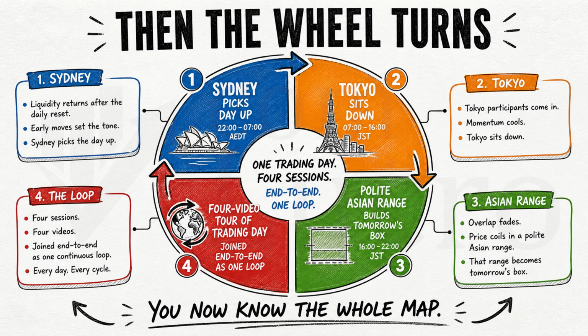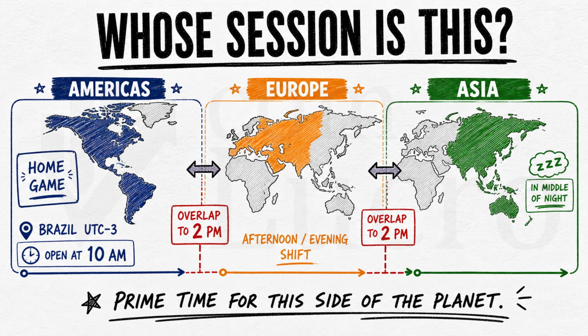Sydney picks it up, Tokyo sits down, the polite ranging session from 2 videos ago starts building tomorrow's box, and the whole cycle we've spent 4 videos walking through begins again. You now know the entire map of the trading day, end to end. So who is this session actually for?